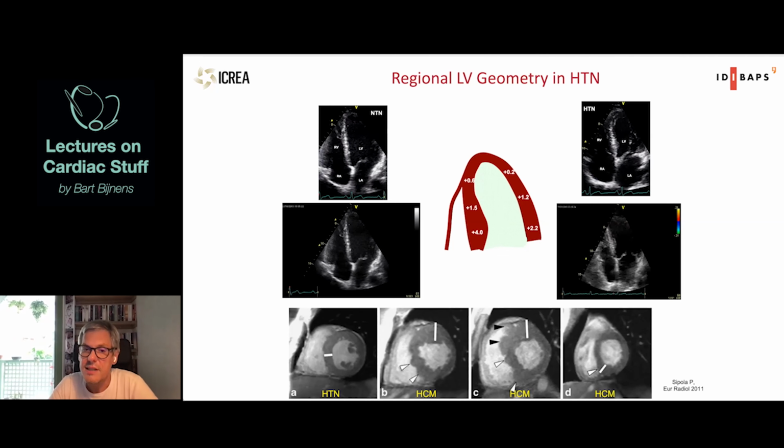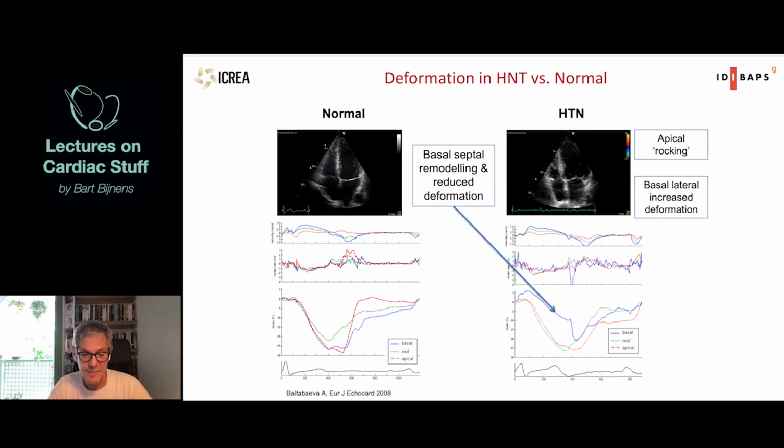But what is important is that the same thing will happen with, for example, mild aortic stenosis. You will start to see this septal bulge, which means that this is a hypertrophic reaction to a change in loading, which is induced in this case by an increase in the pressure.